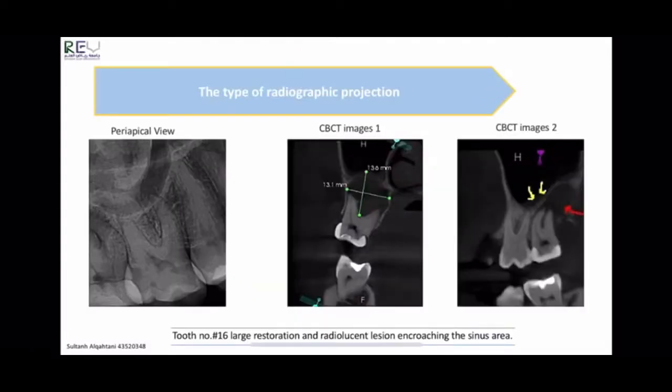The type of radiographic projection: there are two types. The first one is a periapical view, and the second one is taken from a different angulation. As you see here in the X-ray, tooth number 16 has a large restoration and a radiolucent lesion encroaching on the sinus area.